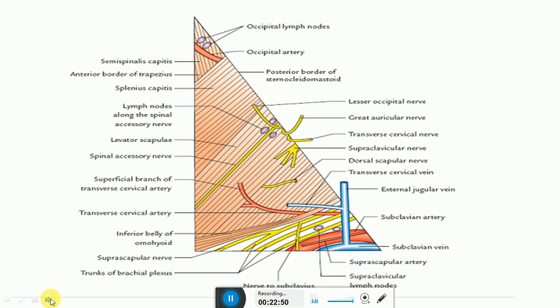यहाँ पे वही चीज enlarge करके दिखाई हुई है. The same diagram has been enlarged. This is the inferior belly of omohyoid. Above this we have the occipital triangle and below that we have the supraclavicular triangle.